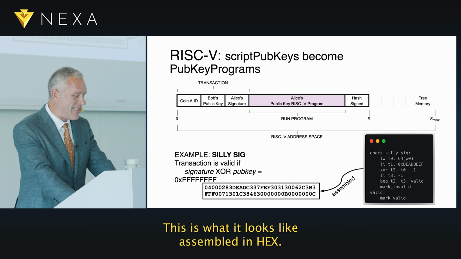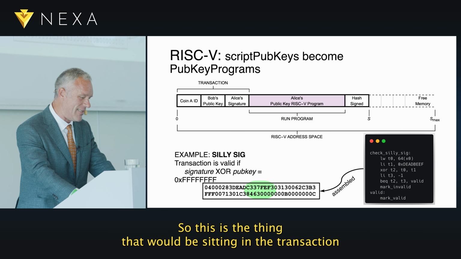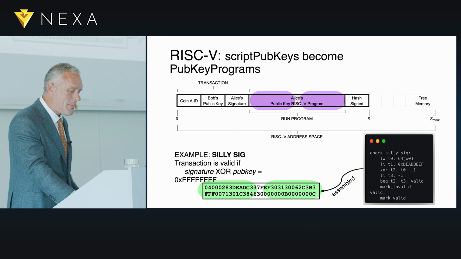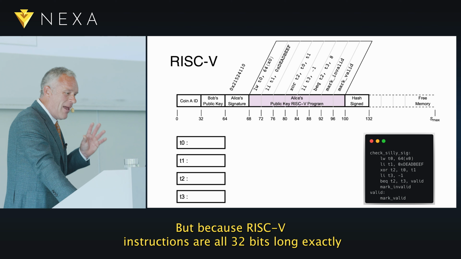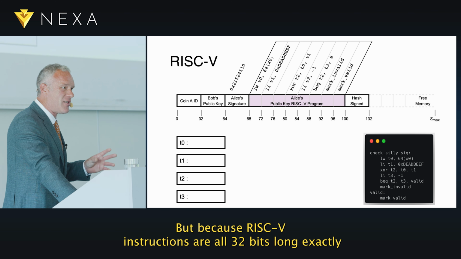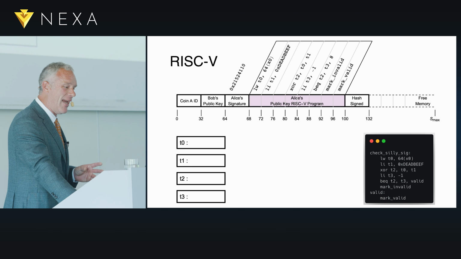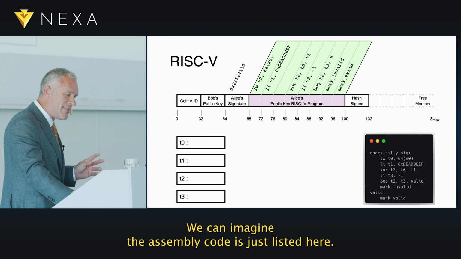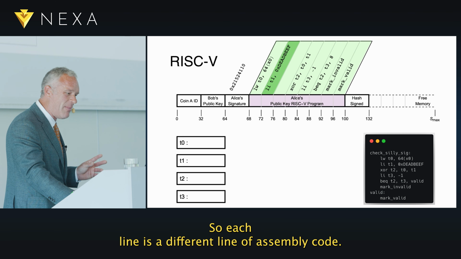This is what it looks like assembled in hex. So this is the thing that would be sitting in the transaction in hex that would get pulled into this purple area. But because RISC-V instructions are all exactly 32 bits long, we can imagine the assembly code is just listed here. So each line is a different line of assembly code.